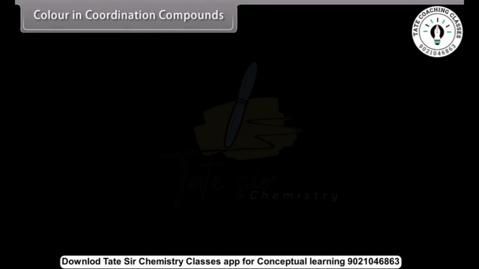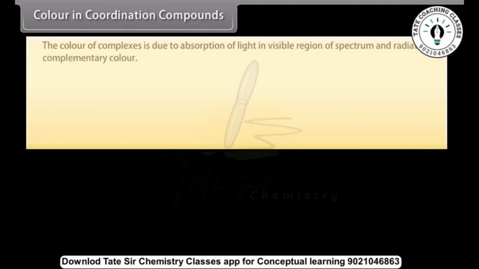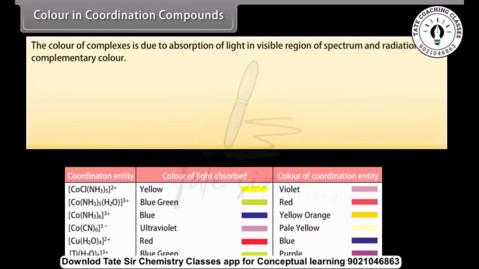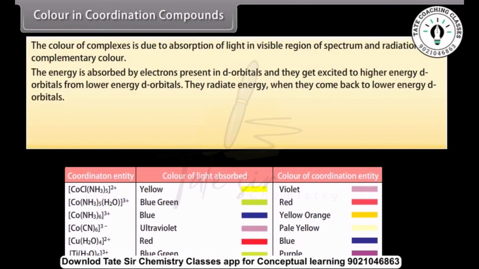Color in coordination compounds. The color of complexes is due to absorption of light in the visible region of the spectrum and radiation of the complementary color. The energy is absorbed by electrons present in d orbitals, and they get excited to higher energy d orbitals from lower energy d orbitals.